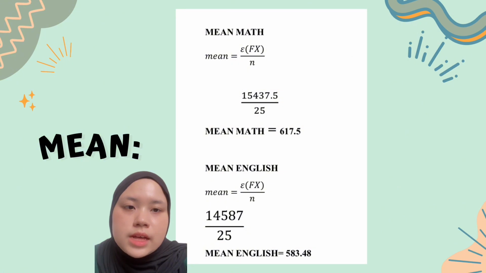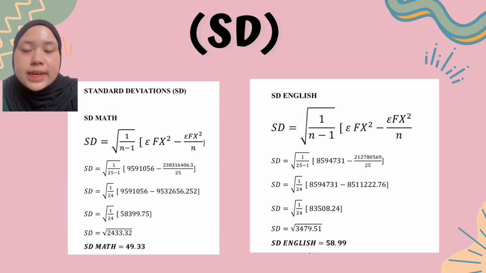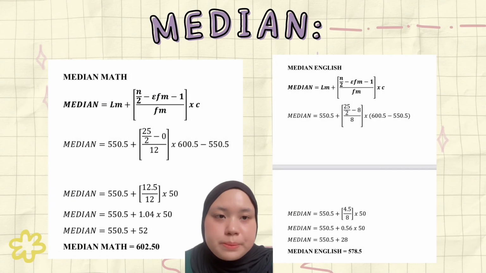Okay, where S is the midpoint of a class, F is the frequency of a class, and N is the number of entries in a sample. So my answer for the mean for math is 617.5, while for English it is 583.48. Next, we go to the standard deviation. This is the formula for standard deviation, and my answer for SD for math is 49.33 and for English 58.99. Okay, then we go to the median.